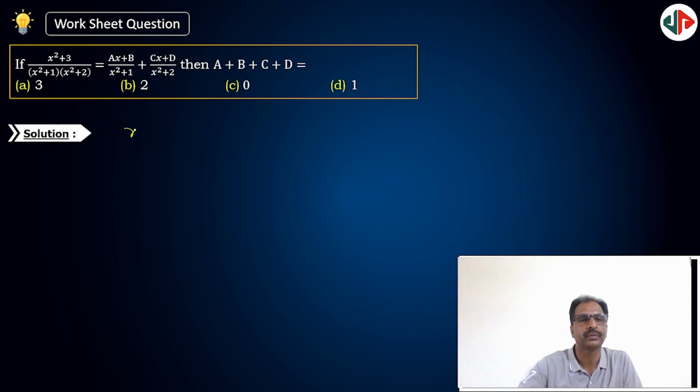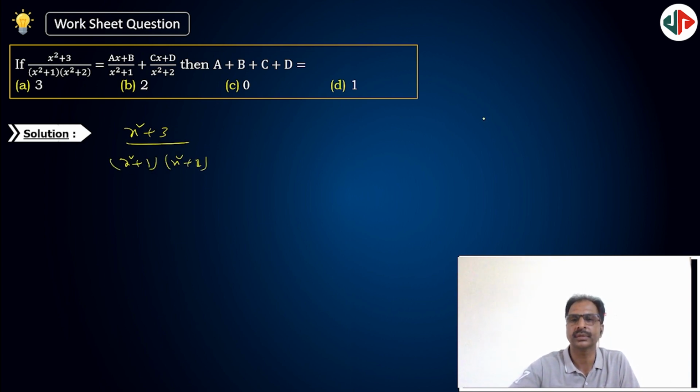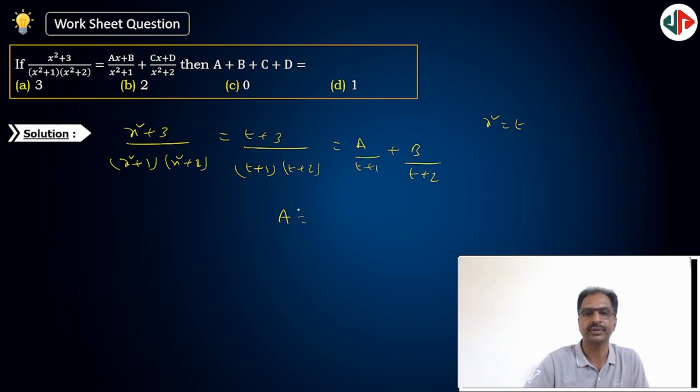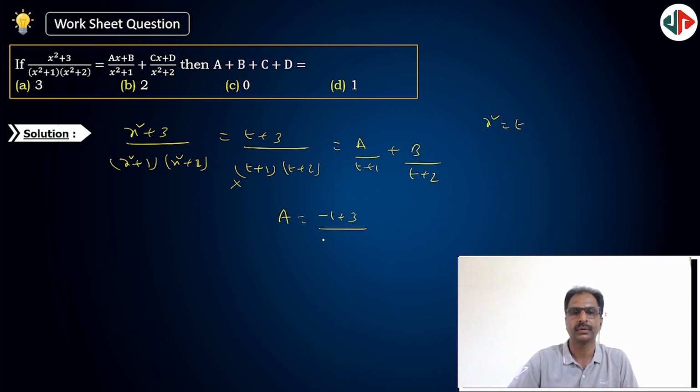Now here, x square plus 3 by (x square plus 1) into (x square plus 2). This can be done simply like this. Take x square is equal to t. So this becomes t plus 3 by (t plus 1) into (t plus 2). Now this can be written as A by t plus 1 plus B by t plus 2, and we have a shortcut method for finding A. How to find A? Equate t plus 1 to 0. You get t is equal to minus 1. Put t is equal to minus 1 except here. So A will be 2. How to get B? Put t is equal to minus 2 except here.